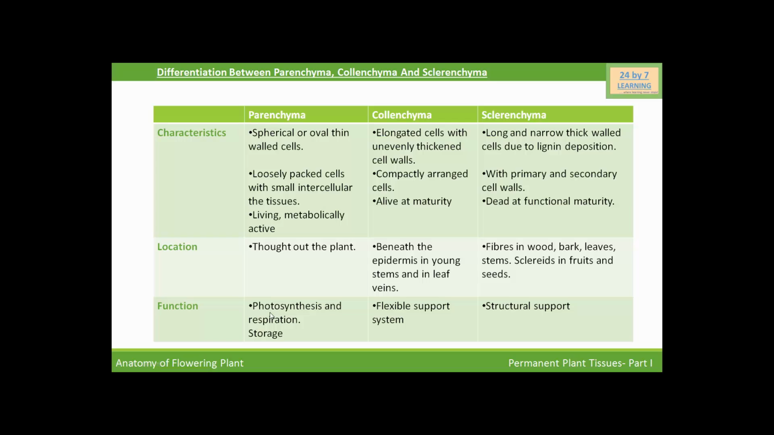Parenchyma performs several functions like photosynthesis, secretion, storage, respiration, etc. Collenchyma provides a flexible support system, and sclerenchyma provides structural support. So this is all about simple permanent tissue. Complex permanent tissue we will discuss in the next video.